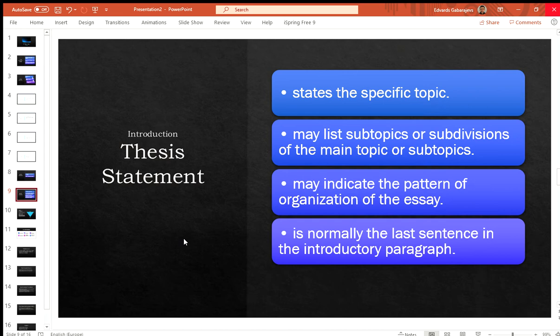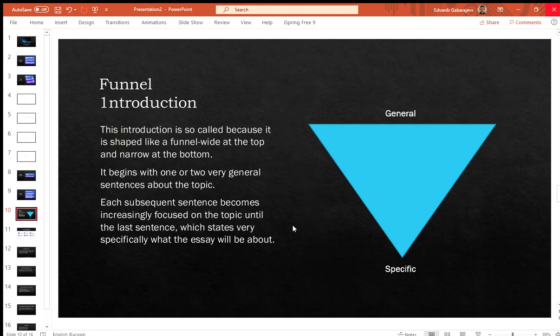And some information about the thesis statement. So, the thesis statement states the specific topic, might also list subtopics and some subdivisions of the topic, and may indicate the pattern of organization. We're going to look at examples of these two a bit later. It is normally the last sentence in the introductory paragraph. It's possible, right, that it can be somewhere else. However, in one of the structures of introduction that we're going to look at right now, it's normally the last sentence. And take a look at this. In the handout, they gave us a couple of ways we can structure our introduction.